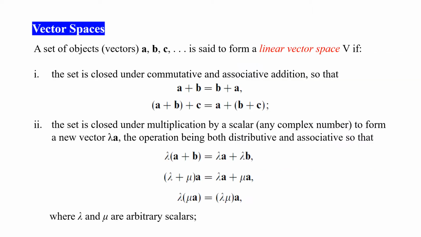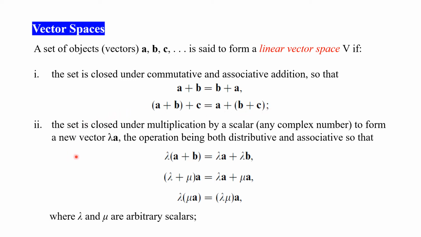Let's define vector spaces. Vector spaces are a set of objects or vectors. For example, a set of vectors A, B, C is said to form a linear vector space V if it follows the following properties. First, the set is closed under commutative and associative addition, so that A plus B is equal to B plus A, and associative, that is, A plus B plus C is equal to A plus B plus C.